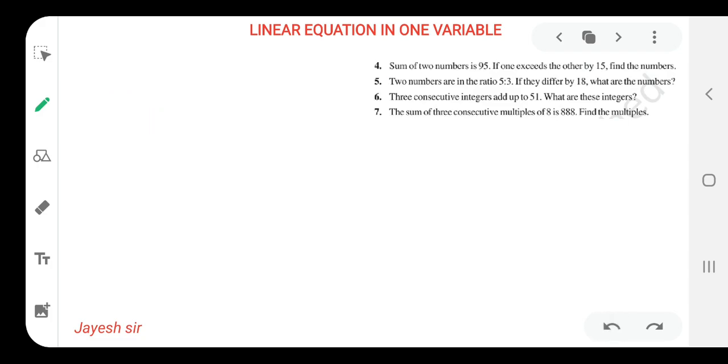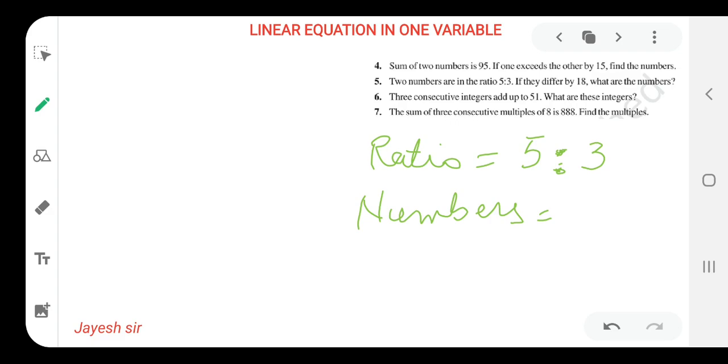Yes friends, I have already taught my students that whenever we get a ratio, we have to convert it into x. The ratio is 5:3. For making the ratio into numbers, we put x behind, so it will become 5x and 3x. So our first number is 5x and the second number is 3x.